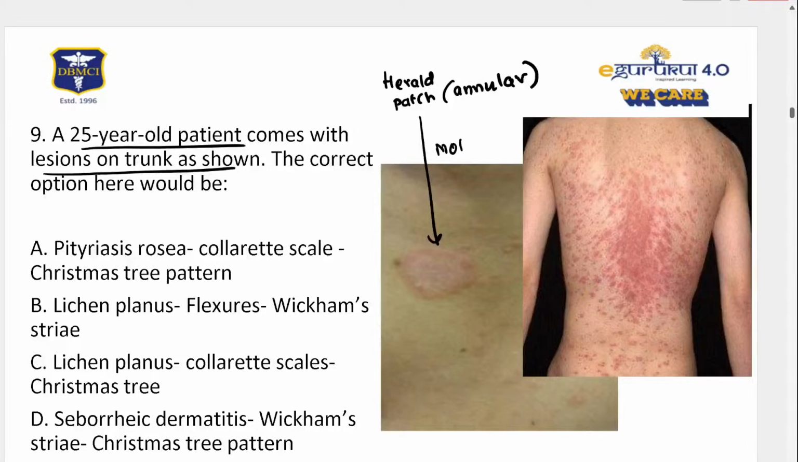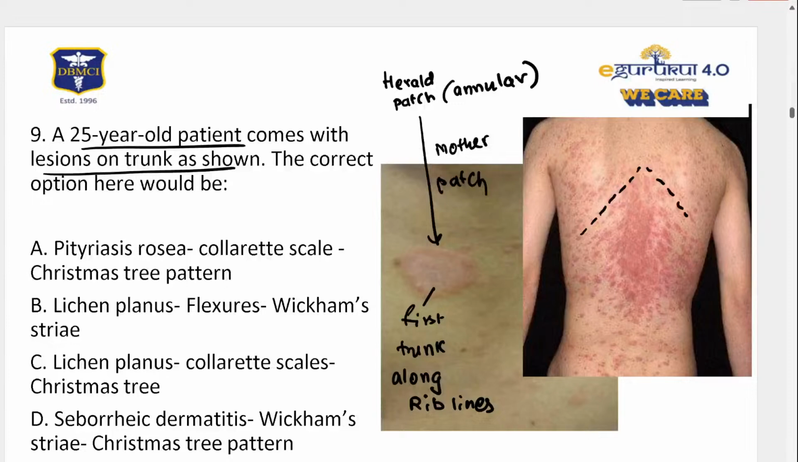Herald patch, also called a mother patch. This is the first patch that actually comes first, and that usually comes on the trunk. Also remember, it's always along the rib lines. And the rest of the leaves will also come along the rib lines in a V pattern like this.